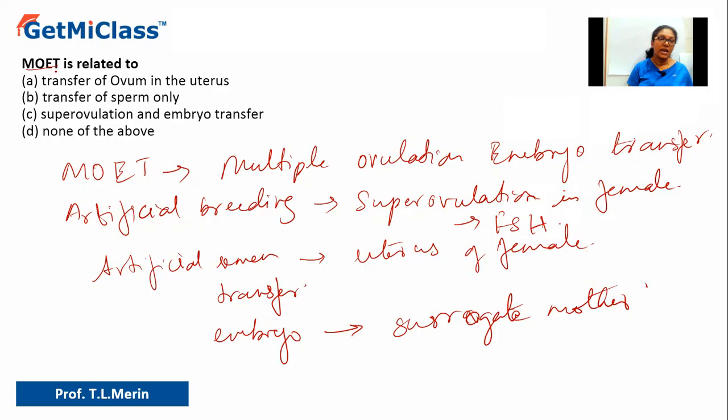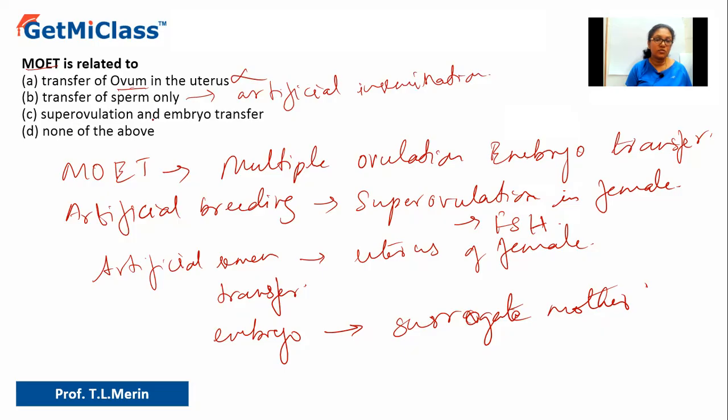So let us see. MOET is related to transfer of ovum in the uterus. Here there is no transfer of ovum in the uterus. There is transfer of semen into the uterus. So hence it is ruled out. Option B says transfer of sperm only. That will become artificial insemination, right? So that is not MOET. Artificial insemination is a part of MOET.